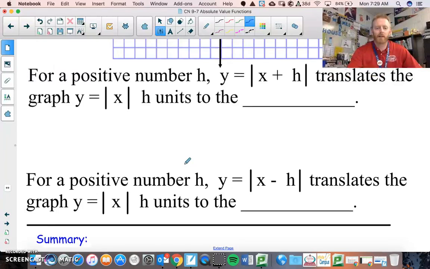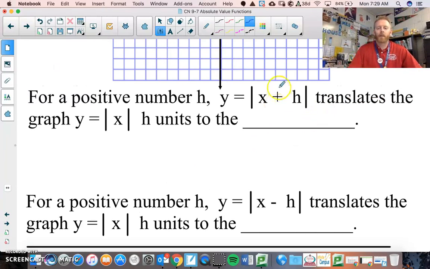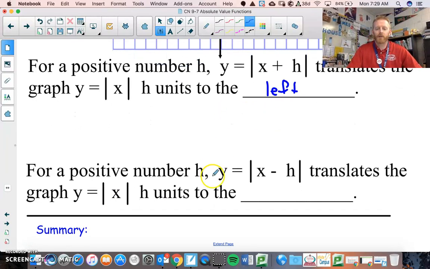So some key things here. We're basically going to do the opposite. So for a positive number h, it translates the graph h units to the left. For h being negative, it translates the graph h units to the right. Now that's what's taking place here, folks. That's what we're going to end up graphing today with our absolute value functions.